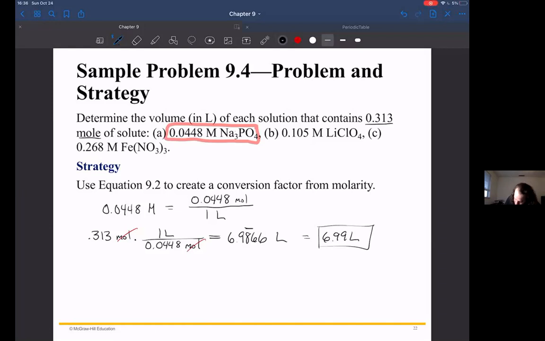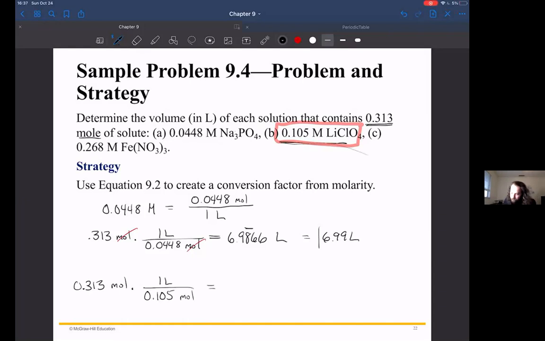Let's just do B. So here I have my same sort of idea. I'm going to take this and make it into a conversion factor. It's for the same number of moles. That's what the problem states. So I'm going to start out with the 0.313 moles. But now my conversion factor that I'm going to use is going to come from this piece of information here. And again, I want moles to be on the bottom. So this is 0.105 moles in 1 liter.